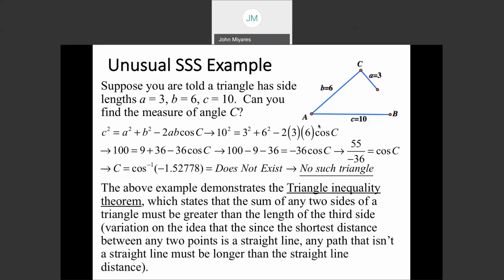This demonstrates what we call an example of the triangle inequality theorem, which states the sum of any two sides of a triangle must be greater than the length of the third side. Think of it this way. We've all heard that the shortest distance between any 2 points is a straight line. So if the straight line distance between point A and point B in this triangle is 10, then the distance traveled by going from point A up to point C and then back down to point B has to be bigger than 10. But if you look at it, we only have 6 plus 3, which is 9. So therefore, that triangle as we have it here can't possibly exist.